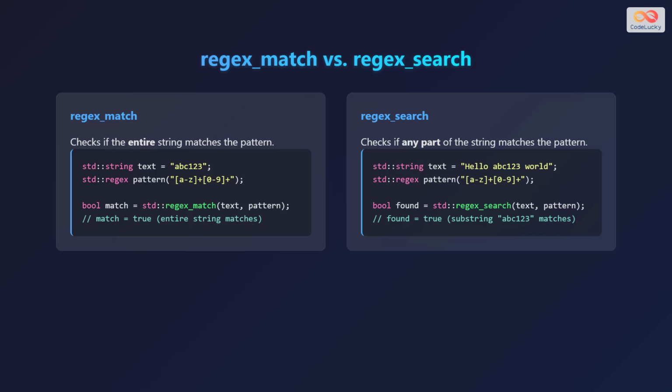On the other hand, the std::regex_search function checks if any part of the string matches the pattern. For example, if you have the string "hello ABC123 world" and the same pattern [A-Z]+[0-9]+, the regex_search function will return true because the substring ABC123 matches the pattern. Thus, use regex_match when you need to validate the entire string against a pattern, and regex_search when you are looking for a pattern within a larger body of text.